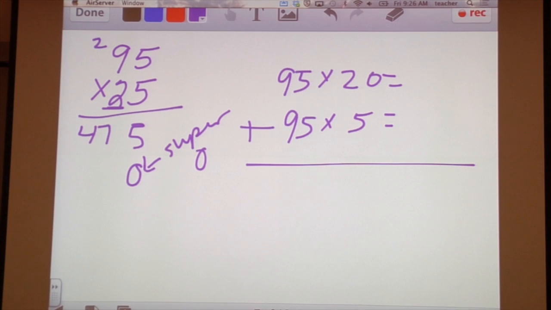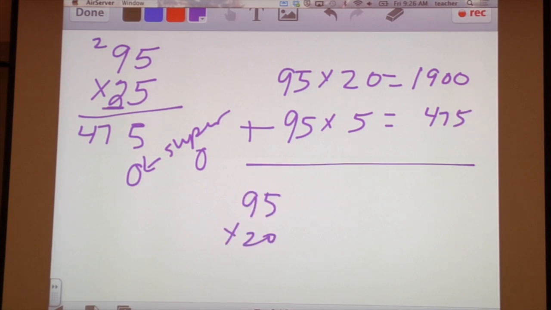So you may see these as 2 separate problems, partial products. So the 95 times 20 we would find first, and that's 1900. And then the 95 times 5, and that's 475. And they may write those like this, and like this.